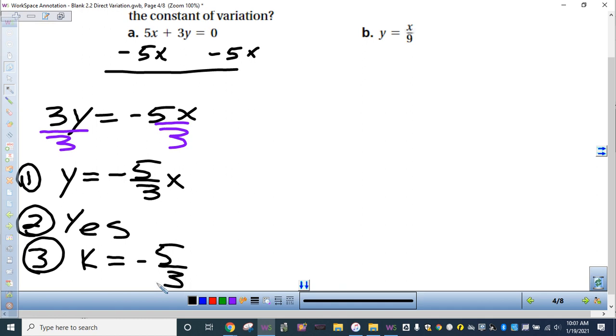So look at B up there, y equals x/9. Thumbs up if you think it's a direct variation equation. Thumbs down if you think it's not. So all of you at home can take your virtual hands down. So thumbs up, direct variation. Thumbs down, not.